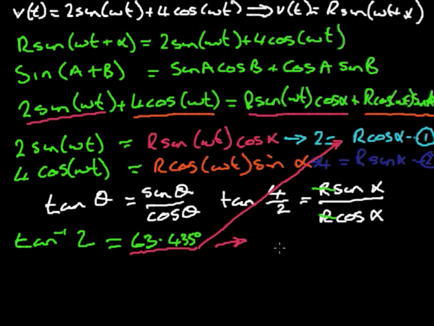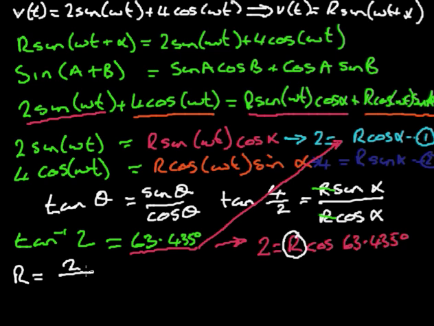Now, if I take that answer and plug it into equation 1, I get 2 equals r cos 63.435 degrees, and what I'm looking for here is an answer for r. So with a quick transposition, I get r equals 2 over cos alpha, which equals 4.472.